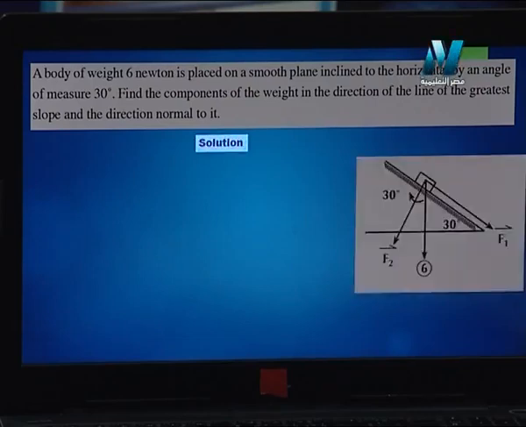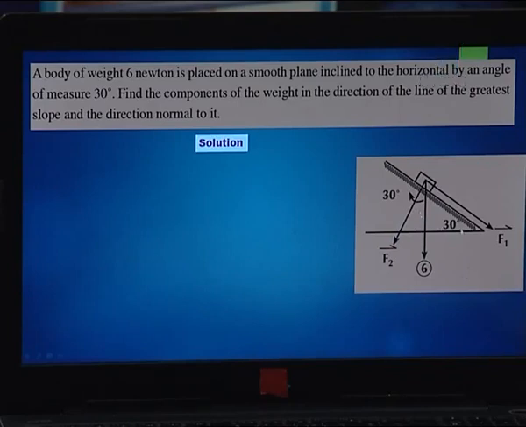Solution. We have the body put on the inclined plane, which is inclined by 30 degrees to the horizontal. This is the angle 30, and the body's weight equals 6, which acts downward because of the earth's gravity, of course. We have F1, which is in the direction of greatest slope, and F2, which is perpendicular to it.